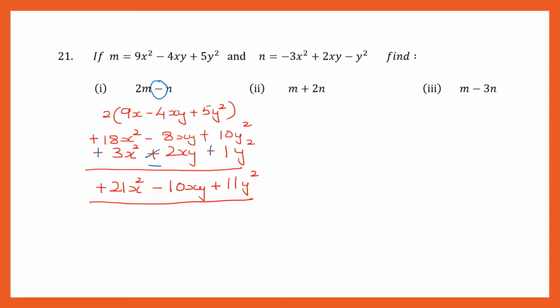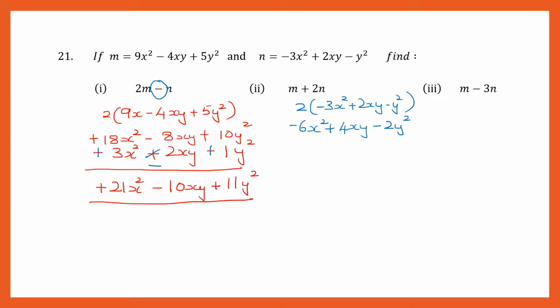m plus 2n. So this time it is 2n. So let's first work out 2n. 2 into minus 3x square plus 2xy minus y square. So that becomes 2 into 3, that is 6, minus 6x square. Then multiply 2 into 2 there, plus 4xy, multiply 2 into y square, 2y square. So we have got 2n.